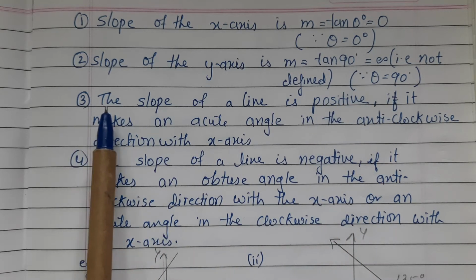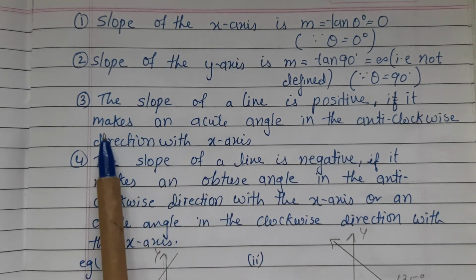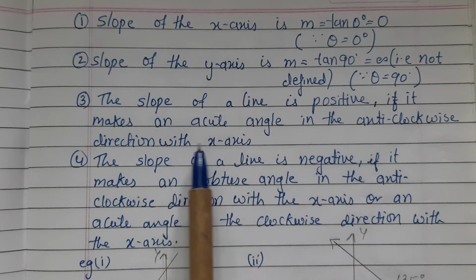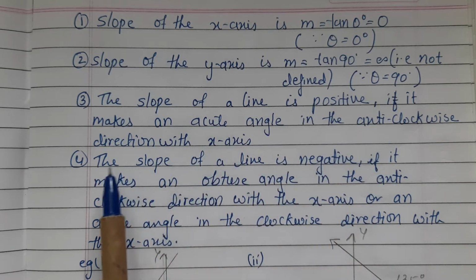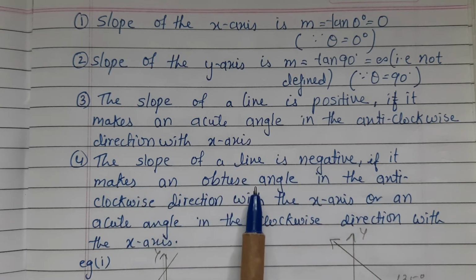Point 3, the slope of a line is positive if it makes an acute angle in anti-clockwise direction with the x-axis. The slope of a line is negative if it makes an obtuse angle in the anti-clockwise direction with the x-axis or an acute angle in clockwise direction with the x-axis.